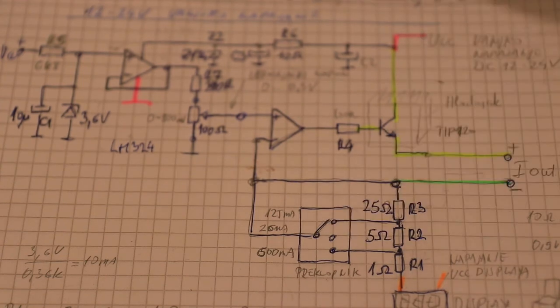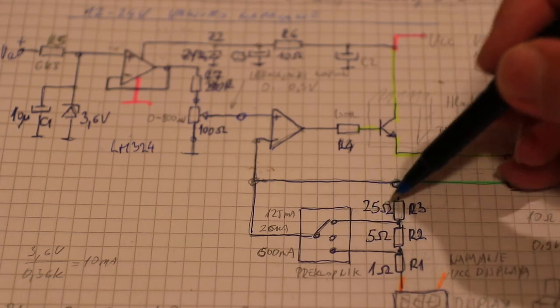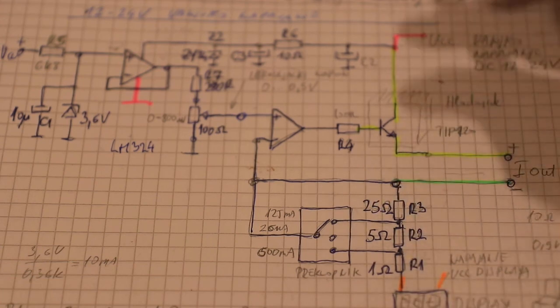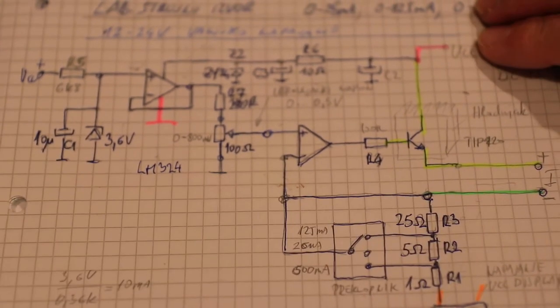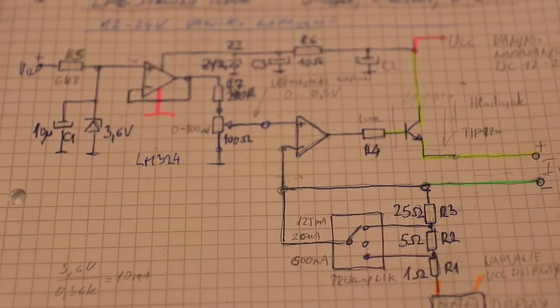And this is a switch to change current ranges. So this is the complete schematic of our lab current source.